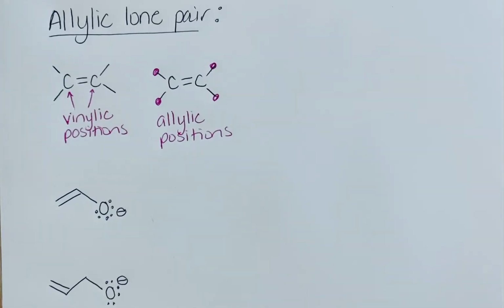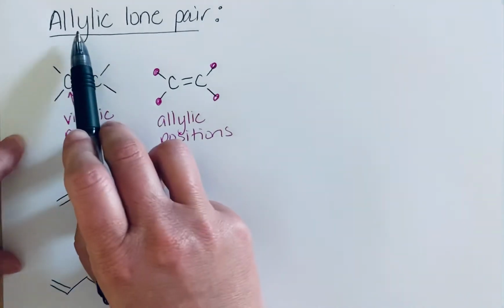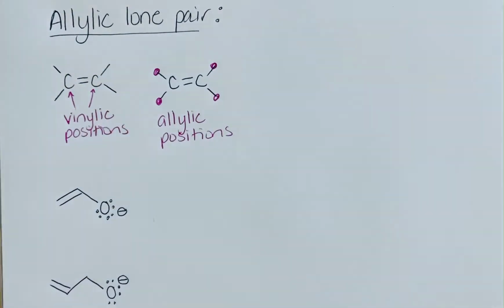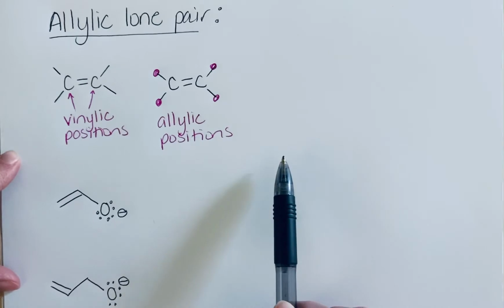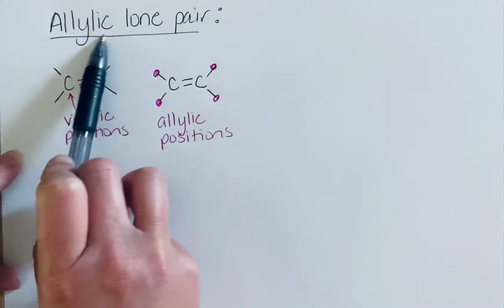The first pattern for drawing resonance structures that we're going to become familiar with is an allylic lone pair of electrons. So a lone pair of electrons that are allylic can participate in resonance. We want to first be sure that we understand what the term allylic means.